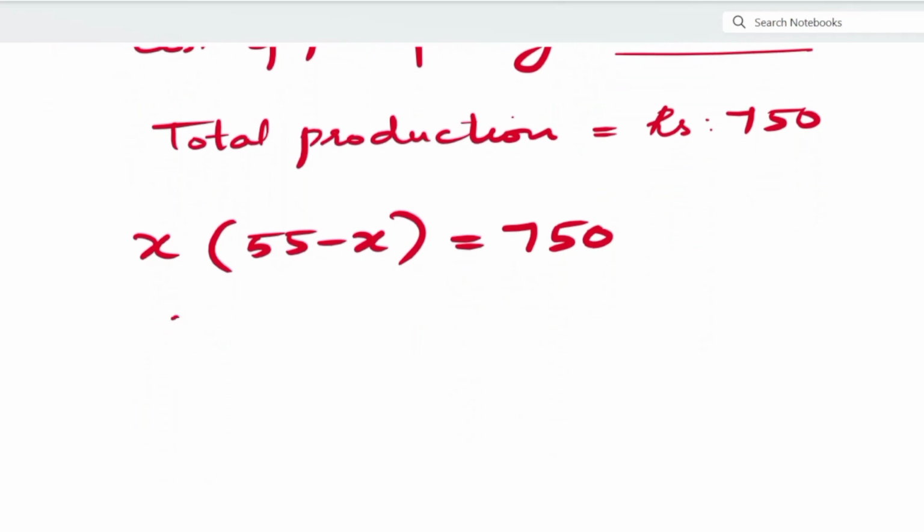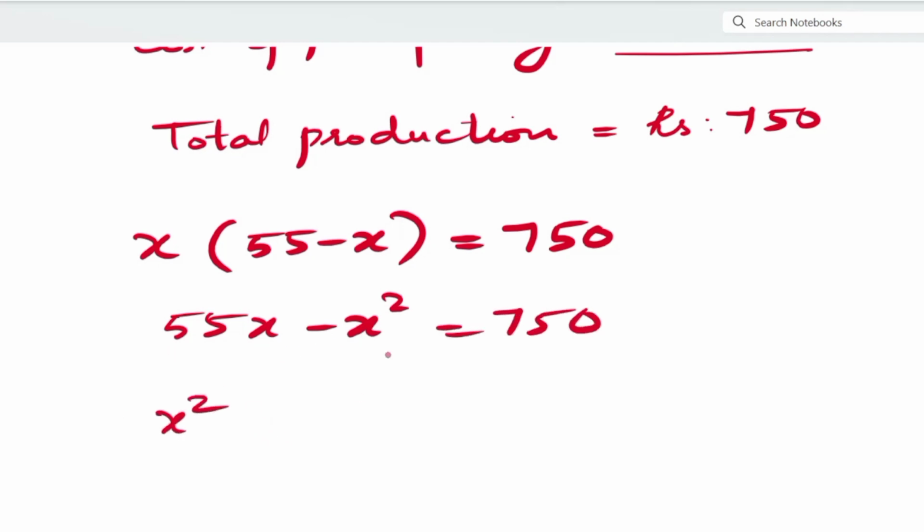Now we will multiply it. 55x minus x square is equal to 750. So we'll get x square. We are taking these two terms to that side. The reason is that we have to omit this negative sign which is present before the x square. So x square minus 55x plus 750 is equal to 0.